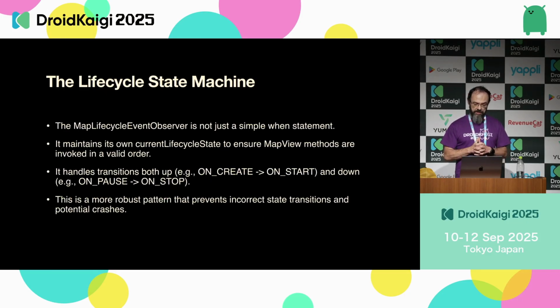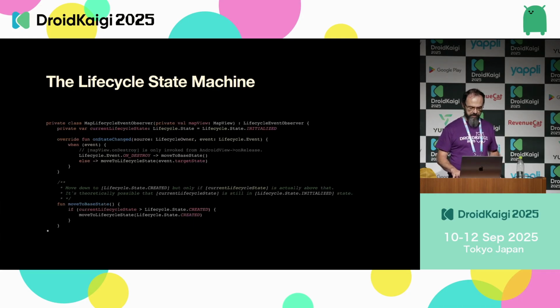Now, the lifecycle state machine. The MapLifecycleEventObserver is not just a simple when statement. It maintains its own current lifecycle state to ensure that the MapView methods are invoked in the valid order. It handles transitions both up, onCreate, onStart, and down, onPause, onStop. This is a more robust pattern that prevents incorrect state transitions and potential crashes.